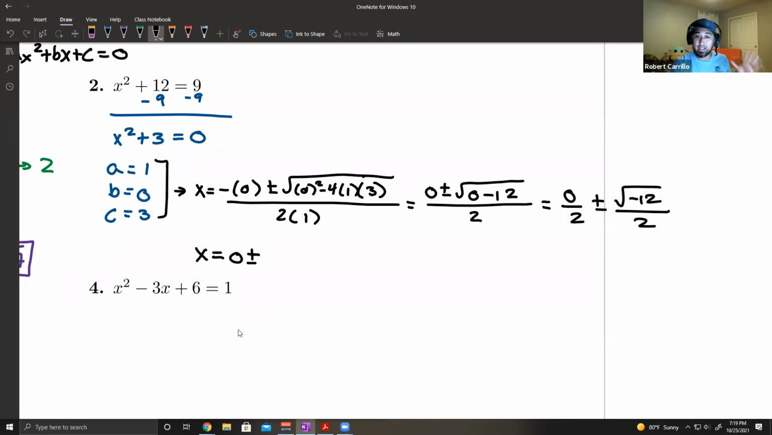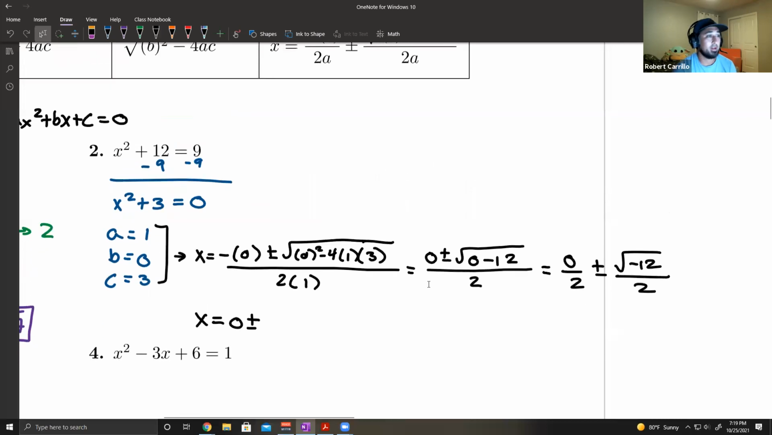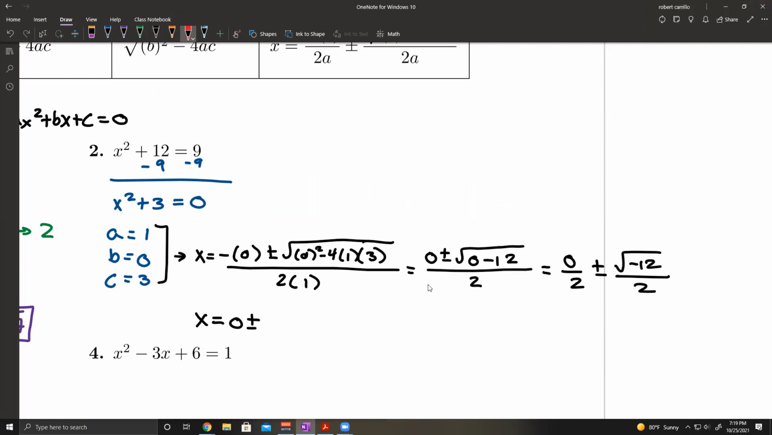Now, does anybody know what happens when you square root a negative number? Do you know what the end result is? No, it's okay if you don't. I guess the big question is, can you square root a negative? No real numbers, right? You get no real numbers. What type of numbers do you get if they're not real? Imaginary.